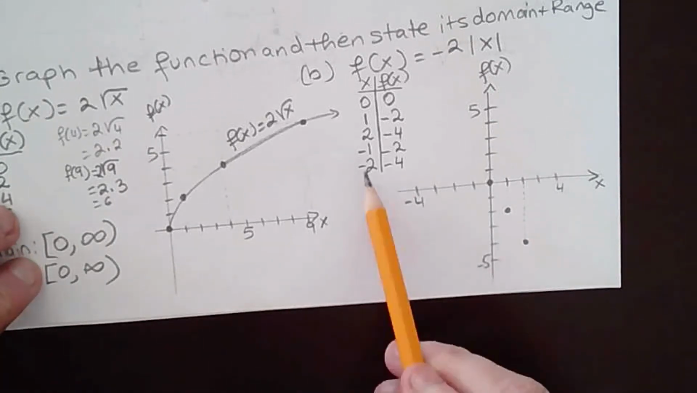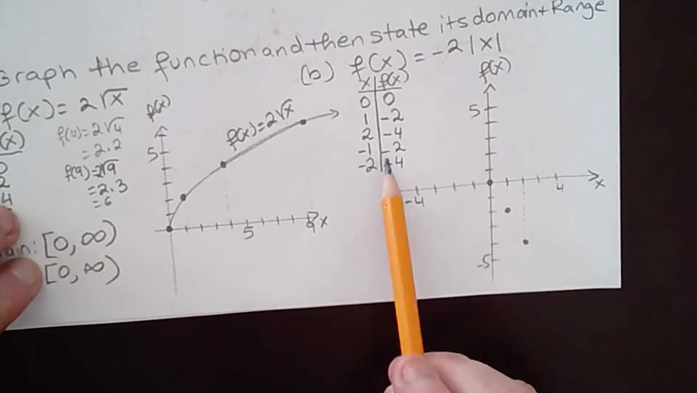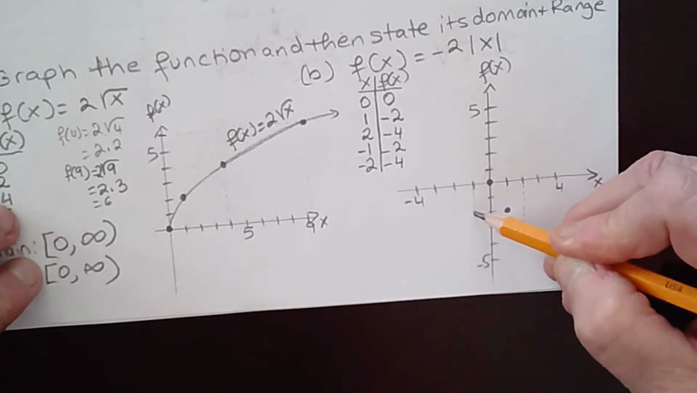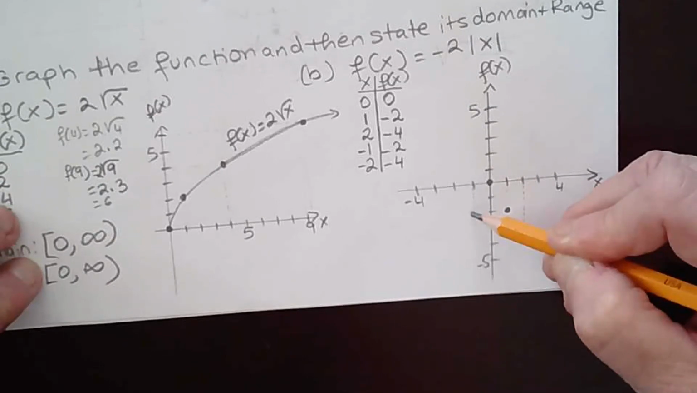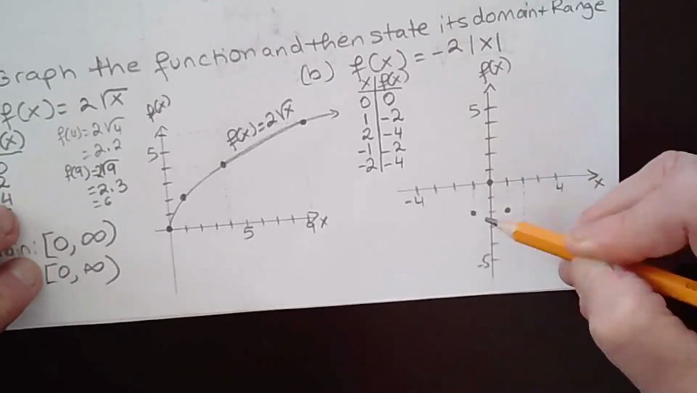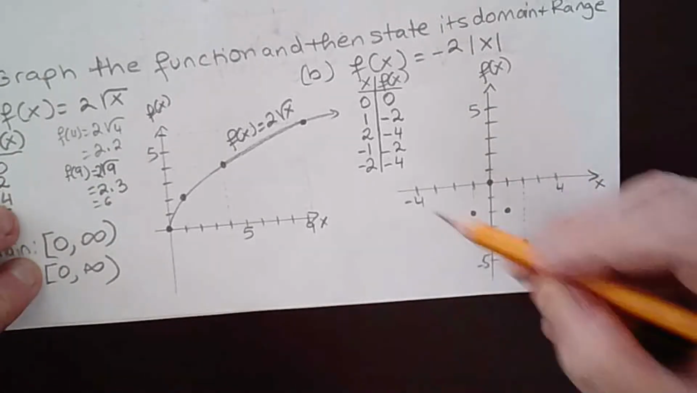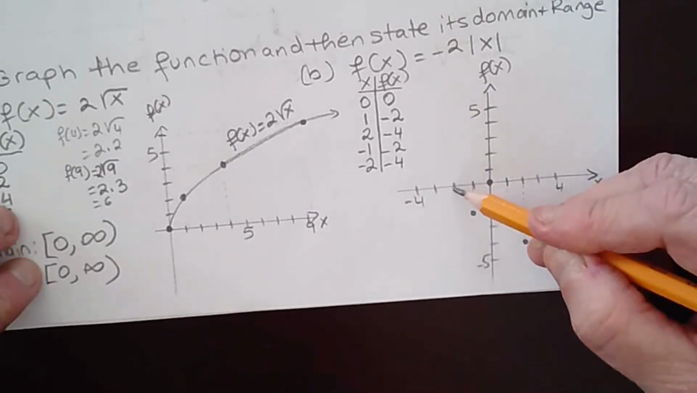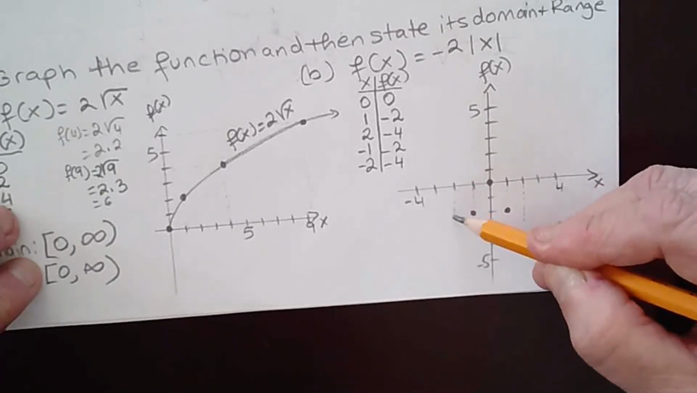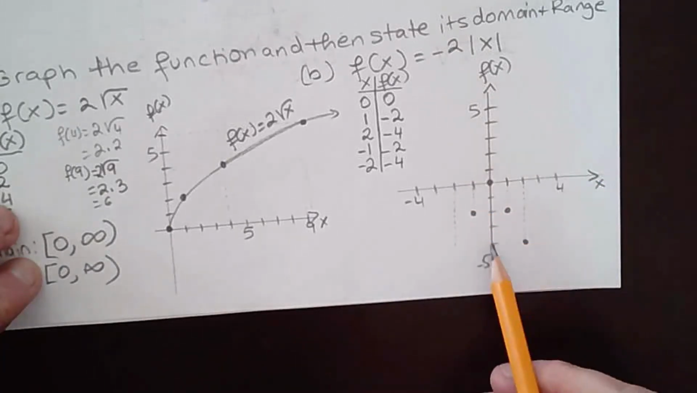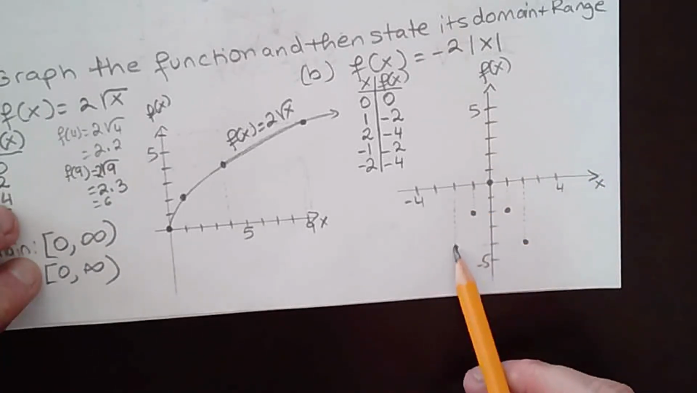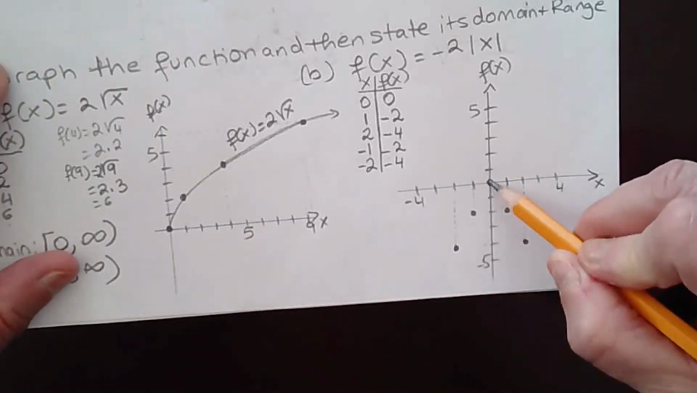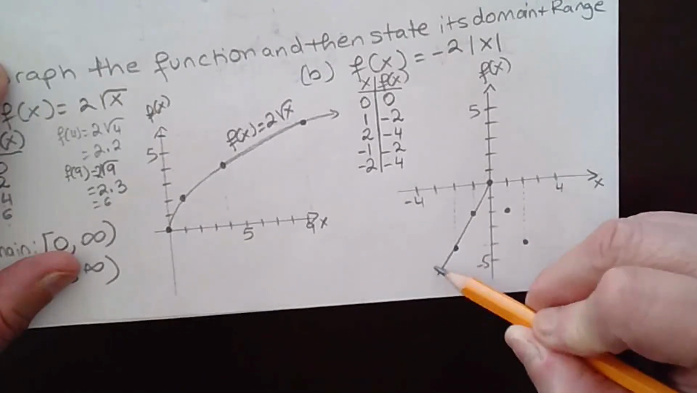Now when x is -1, f of x is -2. x is -1 here, f of x is -2 right here. Now when x is -2, f of x is -4. So this is x is -2, f of x is -4 right here. So connecting the dots, we're going to have a graph that looks like this.